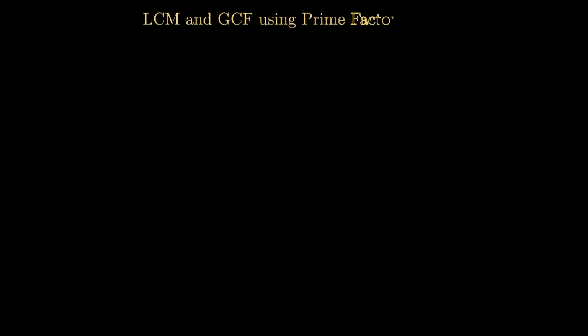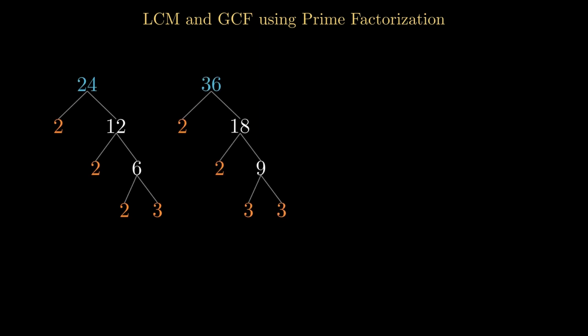Let's find the lowest common multiple and greatest common factor of 24 and 36 using prime factorization. First, let's break both numbers down into their prime factor trees to gather their terminal leaves. Writing them in exponential format, 24 becomes 2 cubed times 3, while 36 becomes 2 squared times 3 squared.